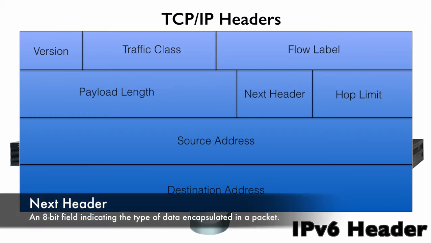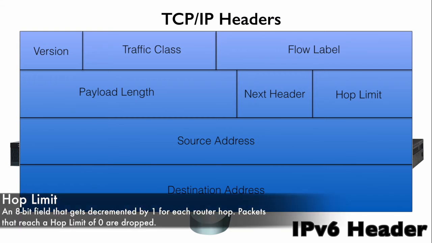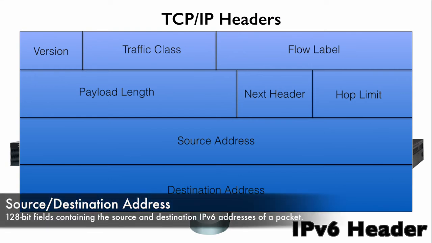The next header field is very similar to the protocol field in an IP version 4 packet's header. It's telling us the type of header that's encapsulated inside of this IP version 6 packet. The hop limit field, that's the replacement for the time to live field, and we've got source and destination fields. Of course, this time with IP version 6, the addresses are longer, so instead of being 32-bit fields, they're 128-bit fields.